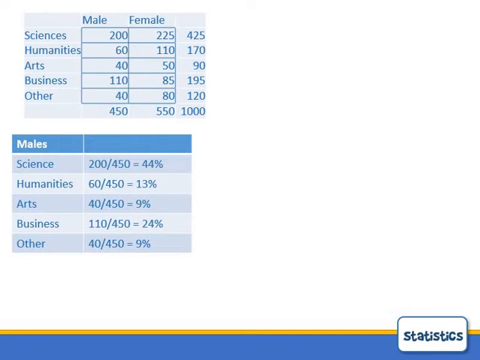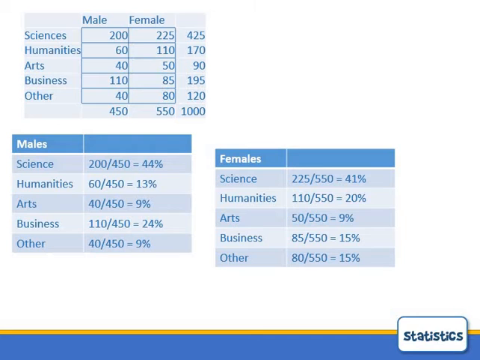We can do the same thing for the female column in the table. Out of the 550 females, 225 said that they were going to major in a science, which was 41%, and then on down the table doing the part out of whole for the percent. So we get 20% for the humanities, 9% for the arts, 15% for business, and 15% for other.